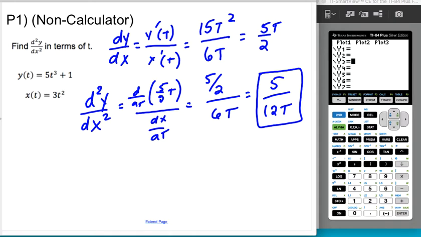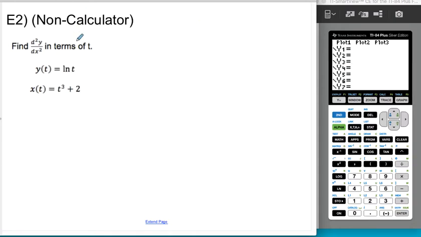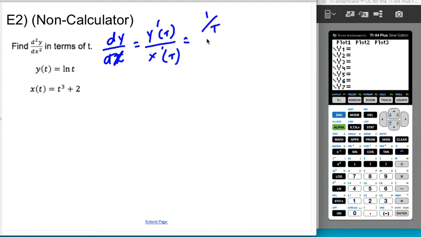All right, let's go ahead and do 2 more. So same concept. We're just going to practice this formula over and over. It's a very specific formula. So I need to find dy dx first, my bad, by doing y prime of t over x prime of t, right? So my y prime is going to be a 1 over t, and my x prime is going to be a 3t squared.